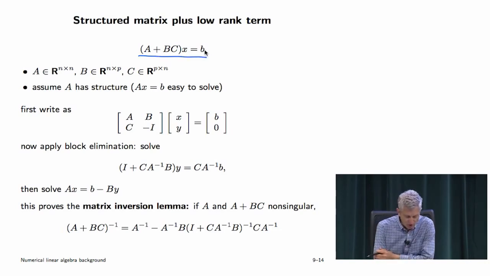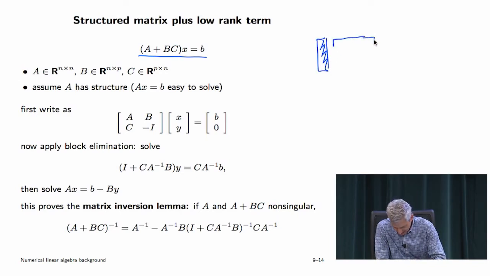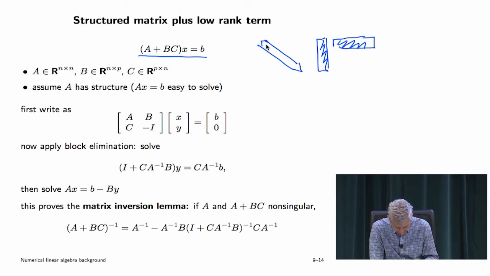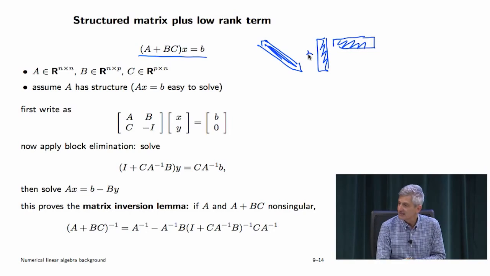Suppose you wanted to solve (A + BC)x = b, and the idea here is that B is low rank, looks like that, and here's A, and let's assume A has structure. So let's make A banded. That's because it's pretty and it has structure. So there's your sparsity pattern. That's A plus BC. Okay, it could be anything else.